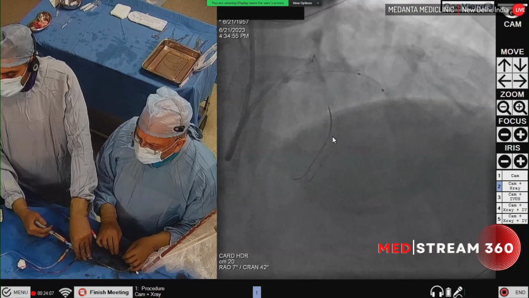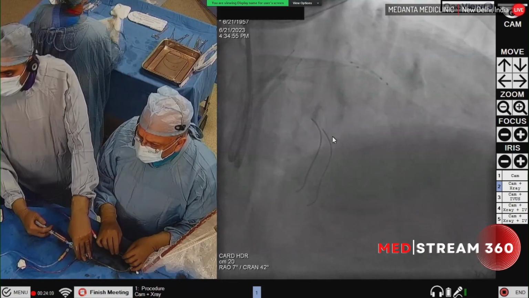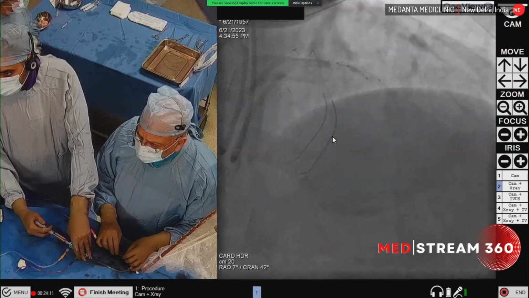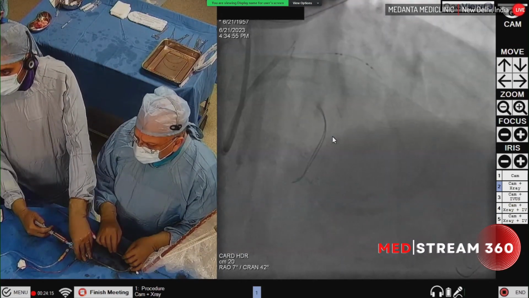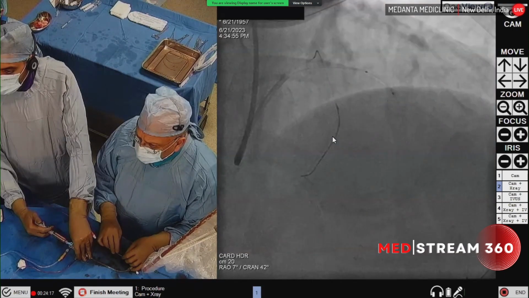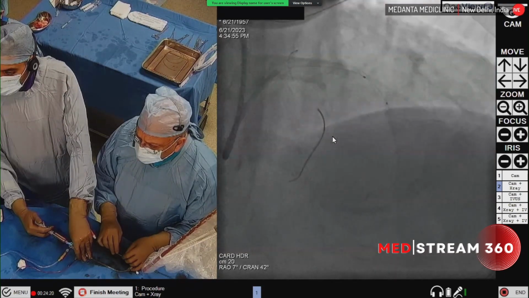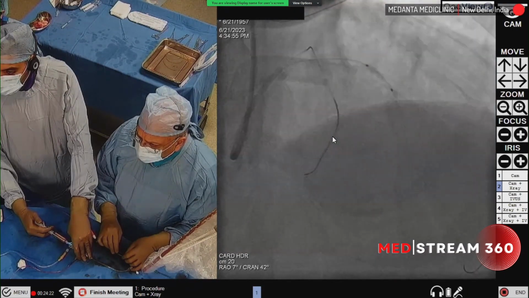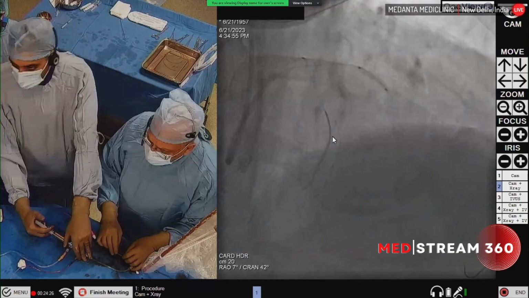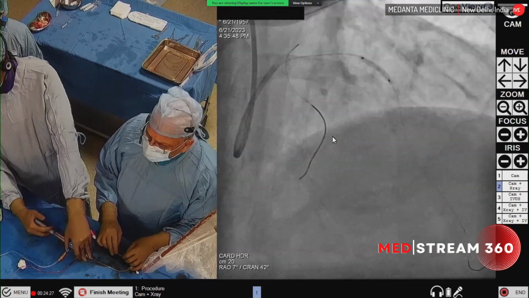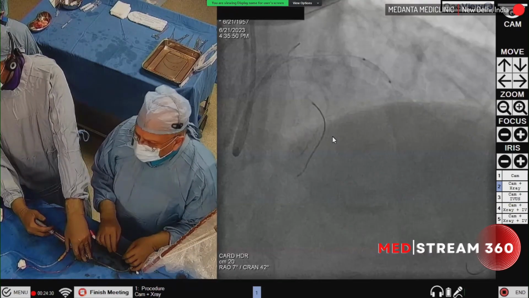Okay. Go up. 1, 2, 3, 4, 5, 6, 7, 8, 9, 10. Deflate. Again, it has moved. So you can imagine how fibrotic this lesion is. Go up. 1, 2, 3, 4, 5, 6, 7, 8. Now it is staying a little better. 12. Okay. Deflate.